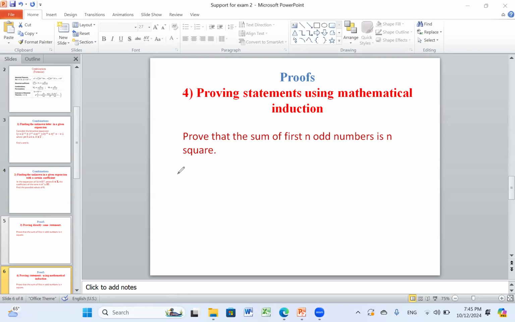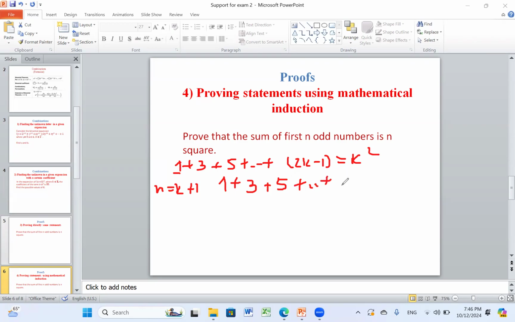I will have to write our assumption here for the second step again: 1 plus 3 plus 5 plus so on plus 2k minus 1 equals k squared. You can see. And what do we have to prove? We have to prove for n equals k plus 1. So by formula 1, we need to prove 1 plus 3 plus 5 plus so on plus 2k minus 1.